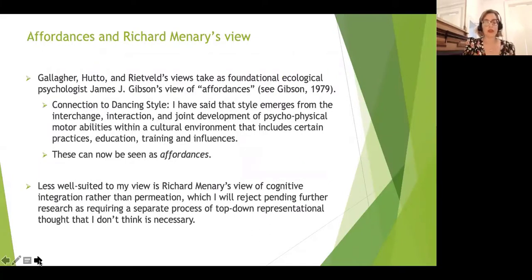These enactivist views take as foundational ecological psychologist James J. Gibson's view of affordances. This is an easy one to connect to my idea that individual dance artists can and do draw from natural and cultural resources, not separately, but together, since these are not two different faculties when they're performing dance. Thus, dancing style can be seen as one that emerges from the interchange, interaction, and joint development of psychophysical motor abilities within a cultural environment that includes certain practices, education, training, and influences.